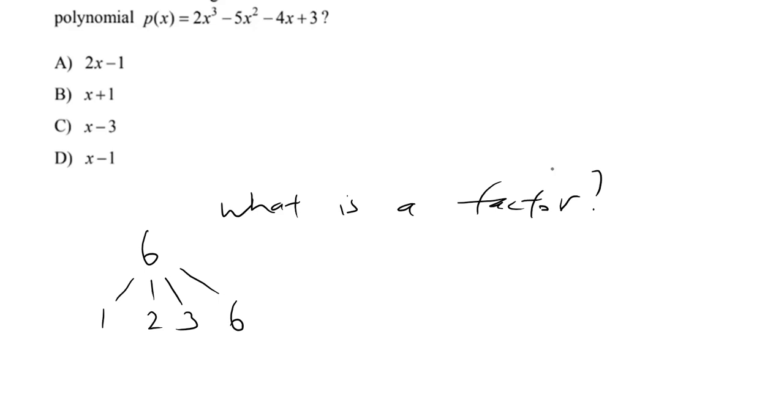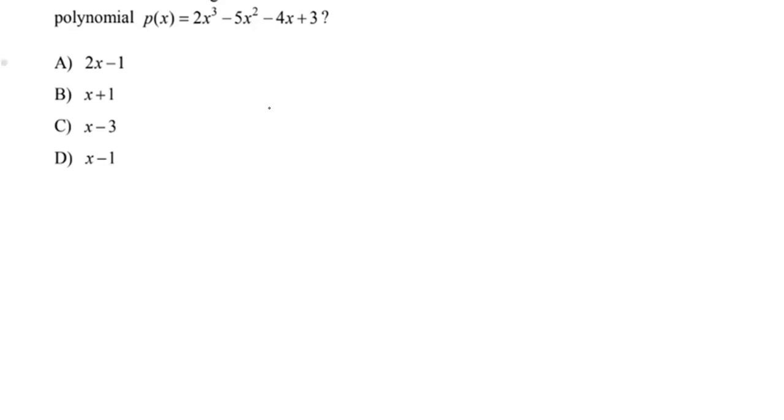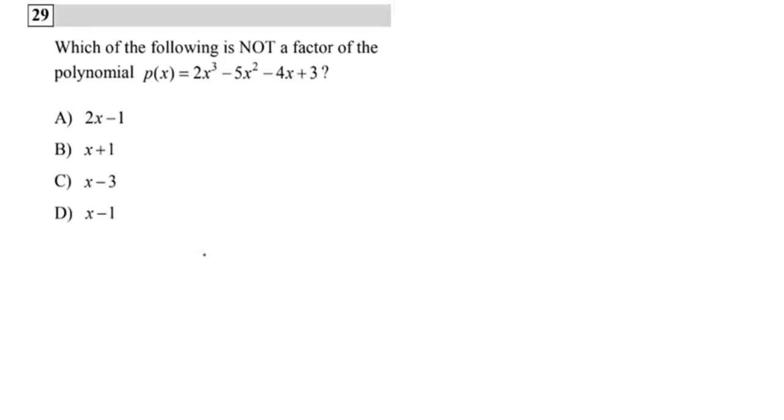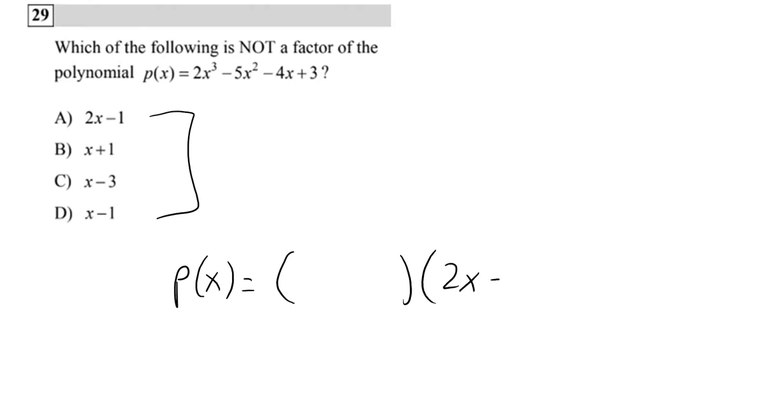All right? With that understanding, if choice A is correct, then 2x minus 1 is multiplied by something else, and that multiplication gives you p of x. So these two are factors. If choice B is correct, then x plus 1 is being multiplied to something to give you p of x.